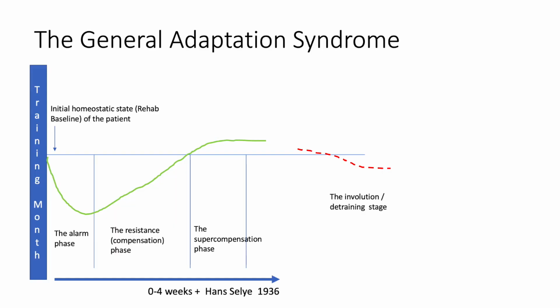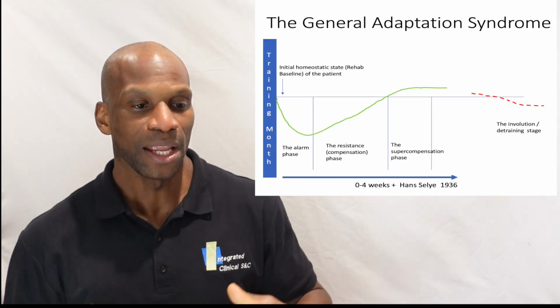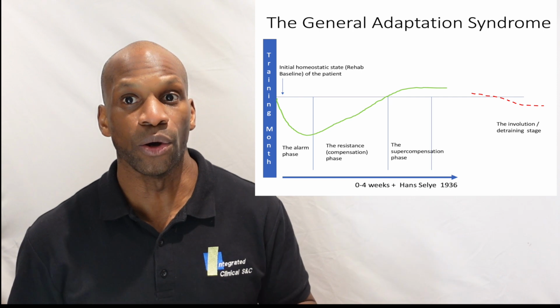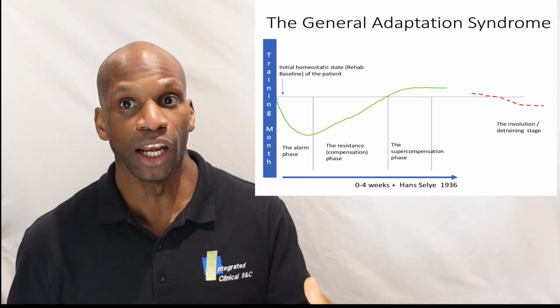All patients start with their initial homeostatic state, a baseline. This is their retaining training load. We subject them to a week of training, and this causes the organism, which is them, to go into what Hans Selye called the alarm phase.